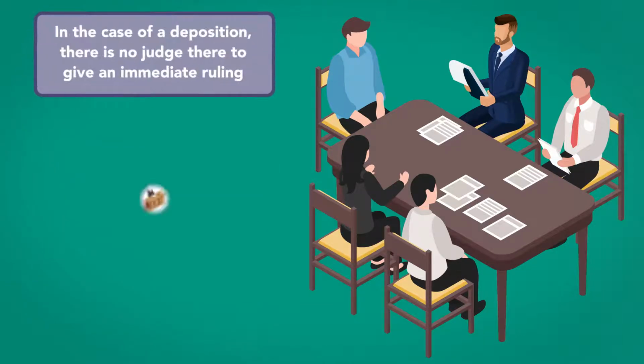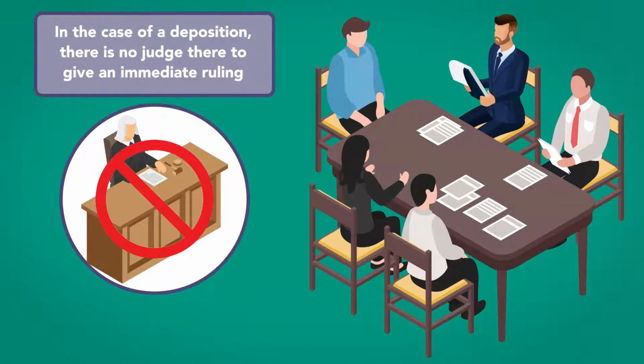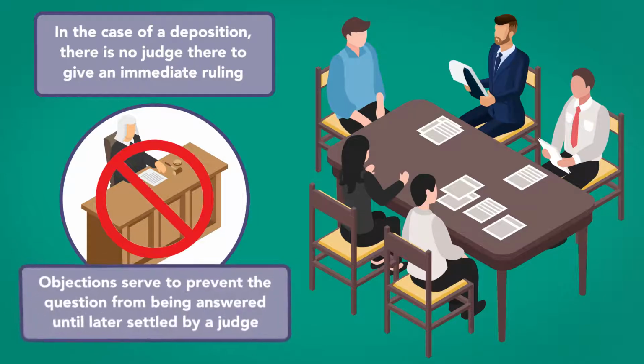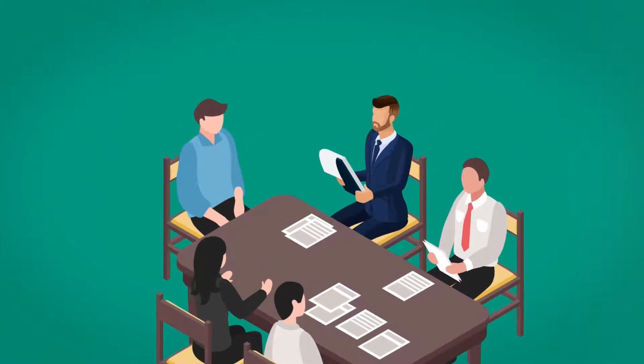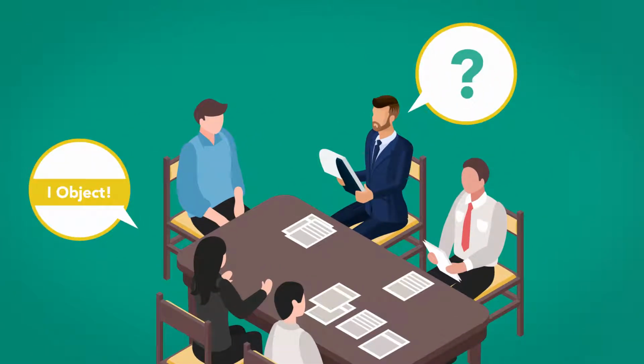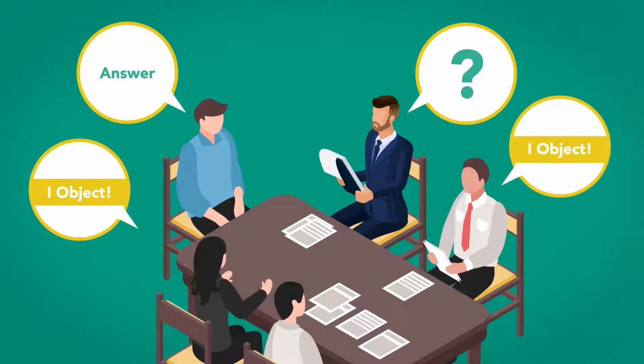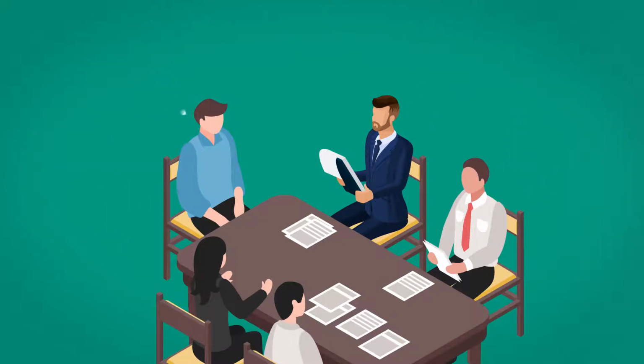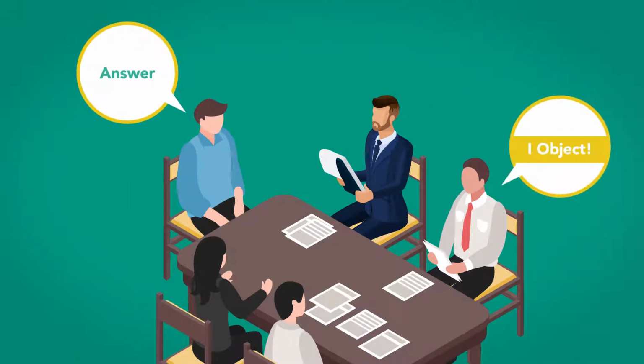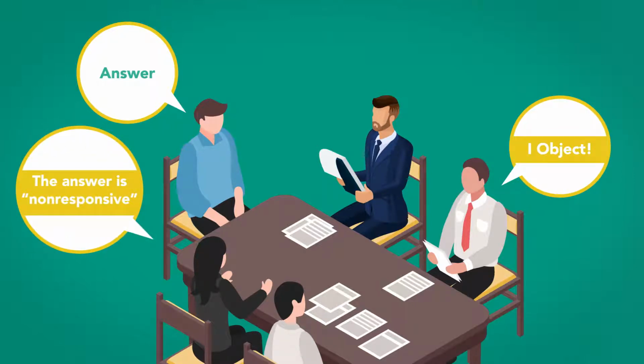In the case of a deposition, there is no judge there to give an immediate ruling, and so objections serve to prevent the question from being asked until later in front of a judge. Objections can be made to a question asked or to an answer that is given by a witness. An example would be when an answer given does not answer the question asked.